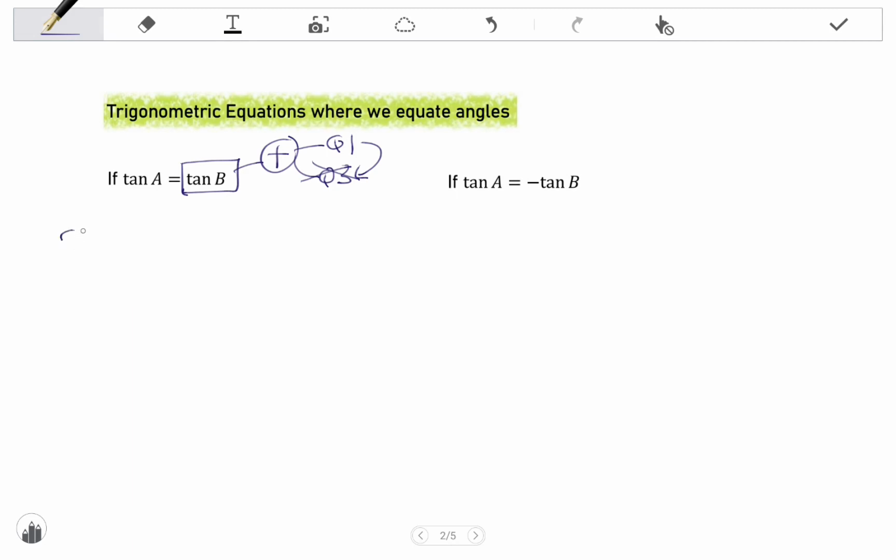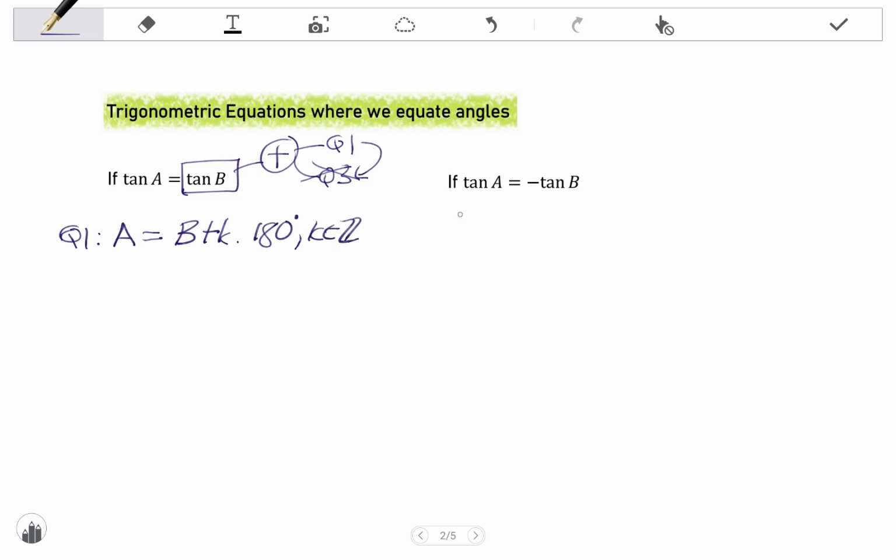So again, everything is the same except the angles. So I'm going to make my angle A equal to, and use the second angle B as my key angle. So that's equal to B, plus k times the period.